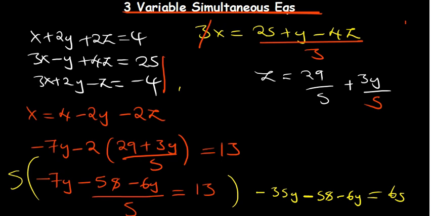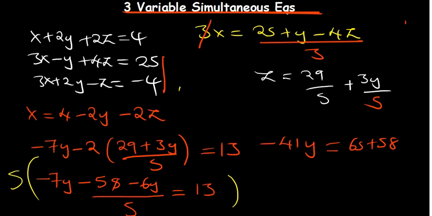Alright, so our goal is to find the value of y. So negative 35 minus 6 is negative 41, right? This part and that, so negative 41y, and then we can have the other side 65 plus 58. So 65 plus 58 is 123. So 123 divided by 41. So negative 41y is equal to 123. Then y becomes negative 3. So we found y to be negative 3.